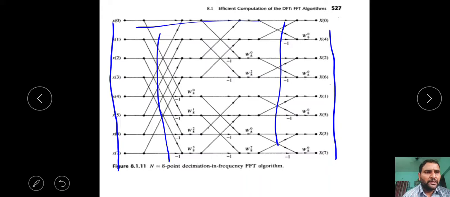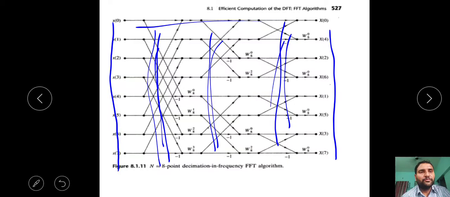Same concept. Now what is the length of the sequence? N is equal to 8. If N is equal to 8, the number of stages is 3: stage 1, stage 2, stage 3. In each stage, N by 2 butterflies are there. That means N equal to 8 means in each stage we have 4 butterflies: 4, 4, 4.